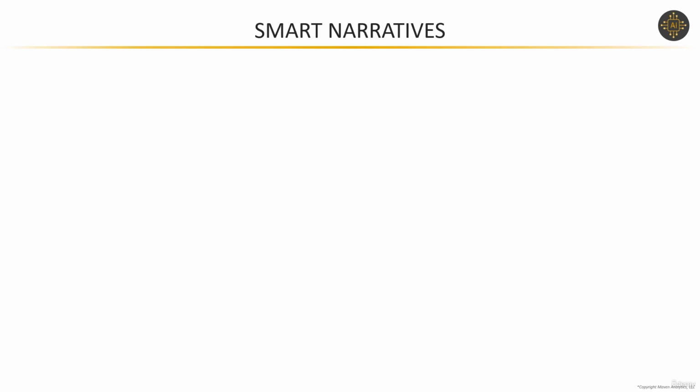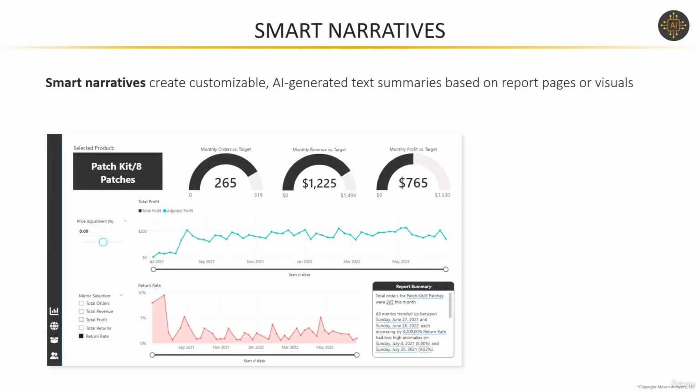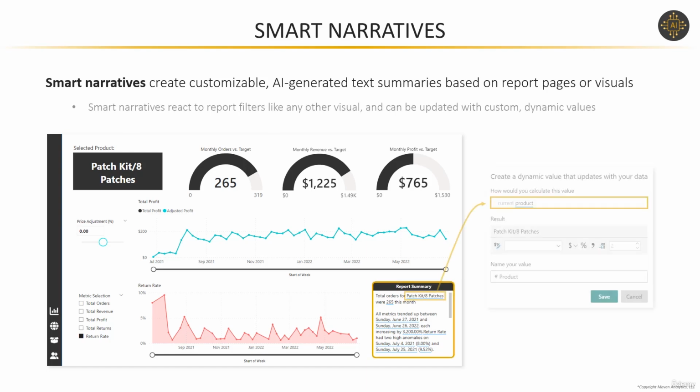Next up, let's talk about something called smart narratives, which create customizable AI-generated text summaries, either based on entire report pages or individual visuals. So here's an example of a smart narrative added to our product detail page. And what's important to keep in mind is that smart narratives react to report filters just like any other visual. So the text shown in that summary would dynamically change based on the filter context.